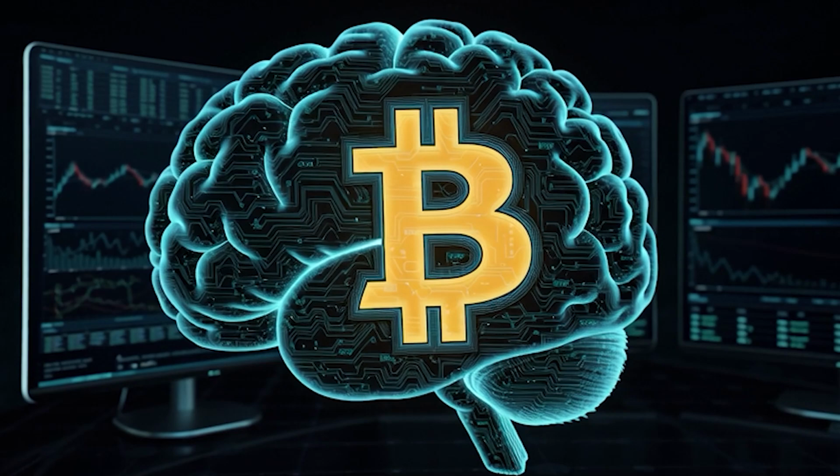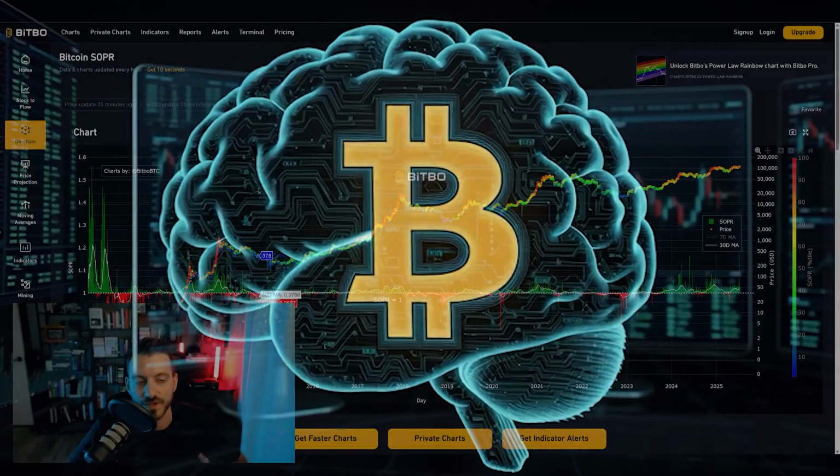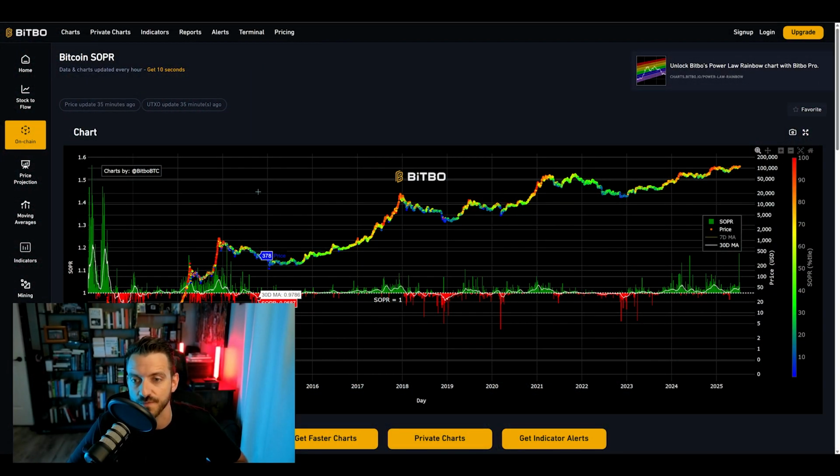When the SOPR breaks below 1, we enter what's called capitulation on a short-term basis. That's where weak hands puke coins at a loss. Historically, that's where smart money is accumulating. On the flip side, SOPR above 1 during uptrends confirms strong profit taking. If it holds above 1 during a correction, that's bullish. That means people aren't breaking even, they're still net green.